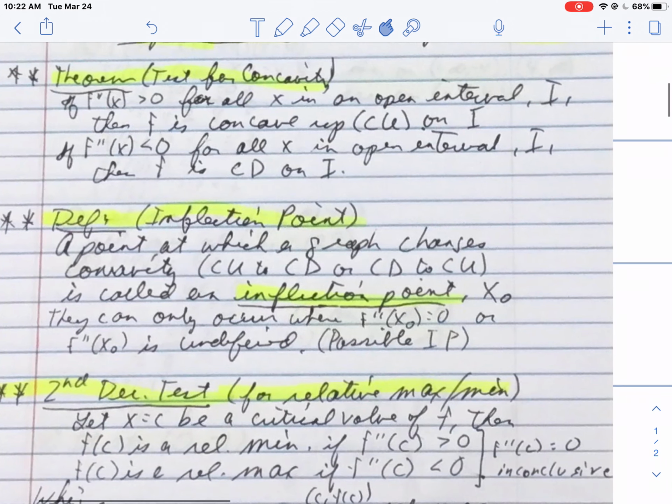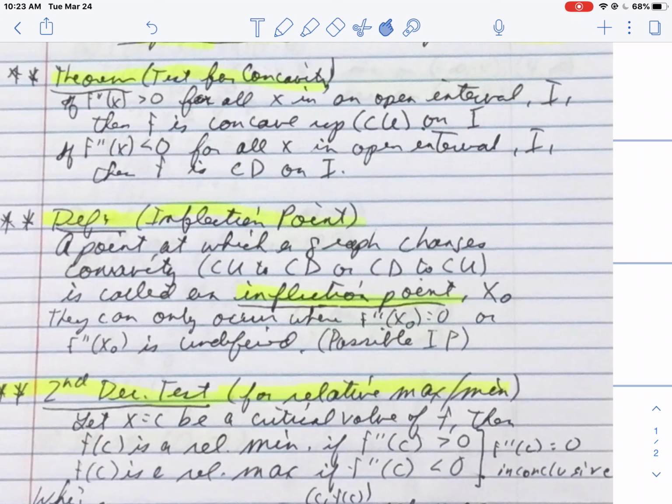So we have our theorem. We'll call this the test for concavity. If the second derivative, f double prime, is positive for all values of x in an open interval I, then f is concave up on that interval. And if f double prime, our second derivative, is negative for all x in that interval I, then f is concave down. So again, it's a pretty straightforward observation.